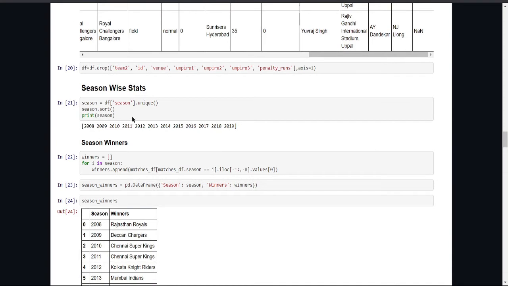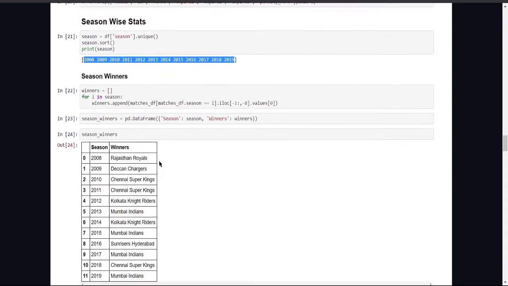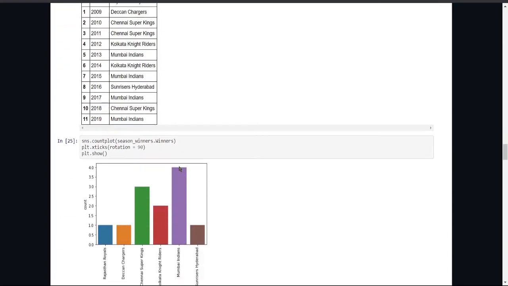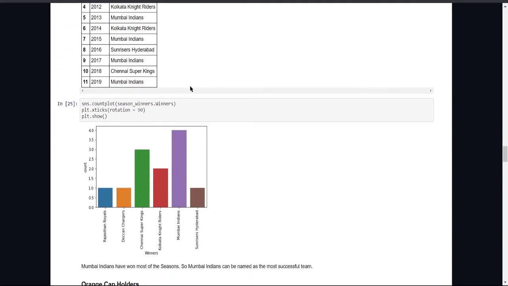So next we move on to the data analysis part. First off, we perform season wise statistics. Here you can see that there have been 12 seasons played. Here 2020 match statistics are not included. So for each season we see the winners of that particular season. After performing a count on the same dataset, we see that Mumbai Indians have won most of the times, which is 4, followed by Chennai Super Kings, Kolkata Knight Riders.